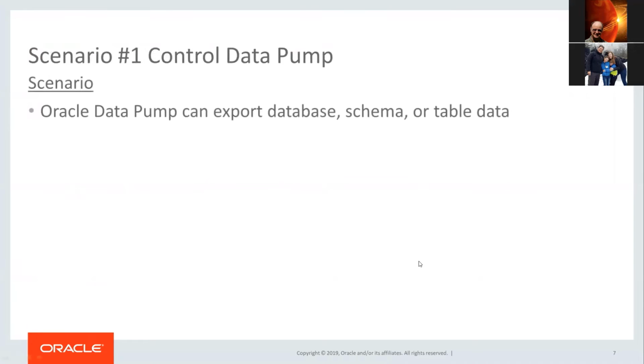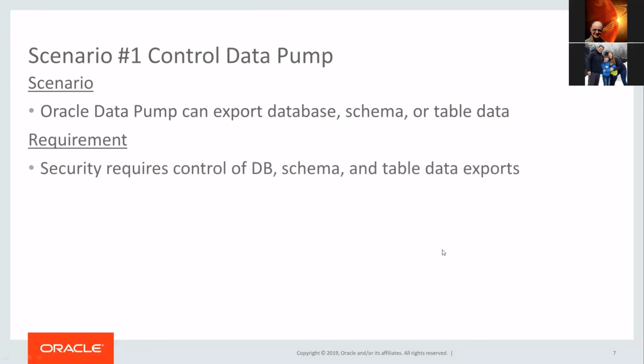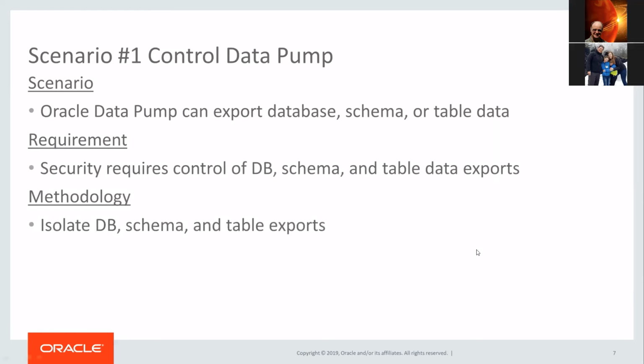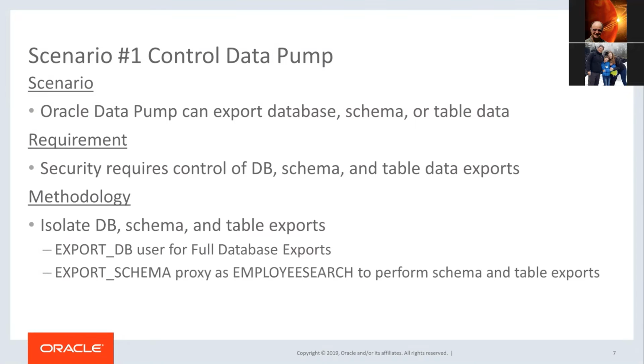All right, so scenario one, we know that Data Pump can export database, schema, or table data. Security has a requirement for us to control the database exports, the schema exports, and the table data exports. We're going to do this by isolating our exports by database, schema, and table. We're going to use a user I named ExportDB for our full database exports. Then we're going to use a user called export schema as a proxy for our application account, employee search, to perform these table and schema exports.